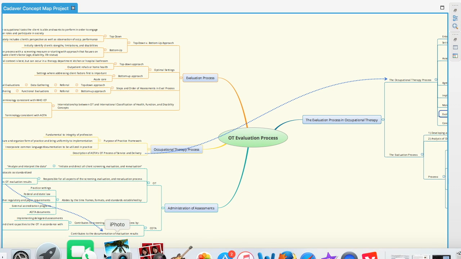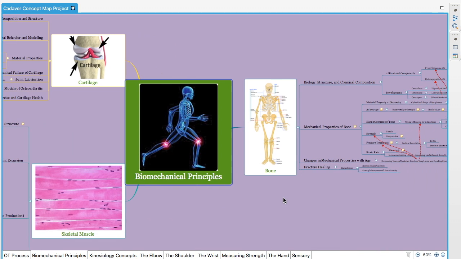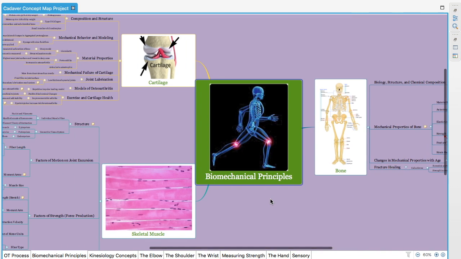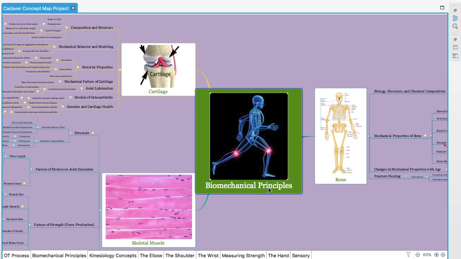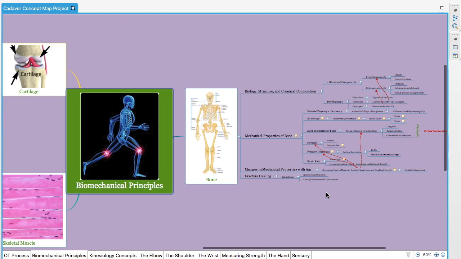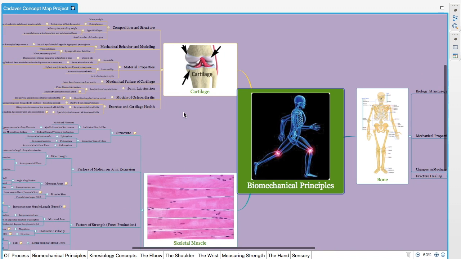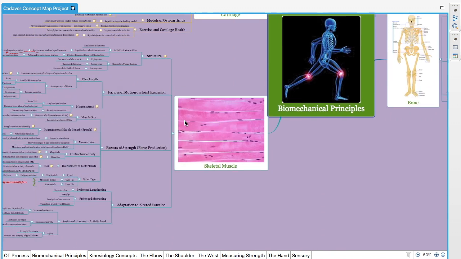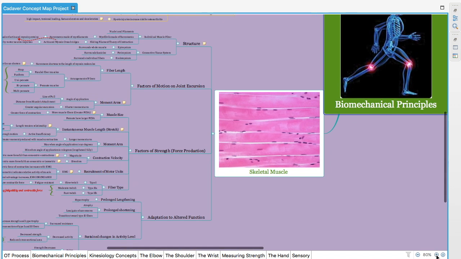While preparing for our cadaver lab, we referred back to the concept maps that we made in our first semester, such as these right here. These covered biomechanical principles of bone, cartilage, and skeletal muscle, which are the foundations of understanding the human body essential to occupational therapy.